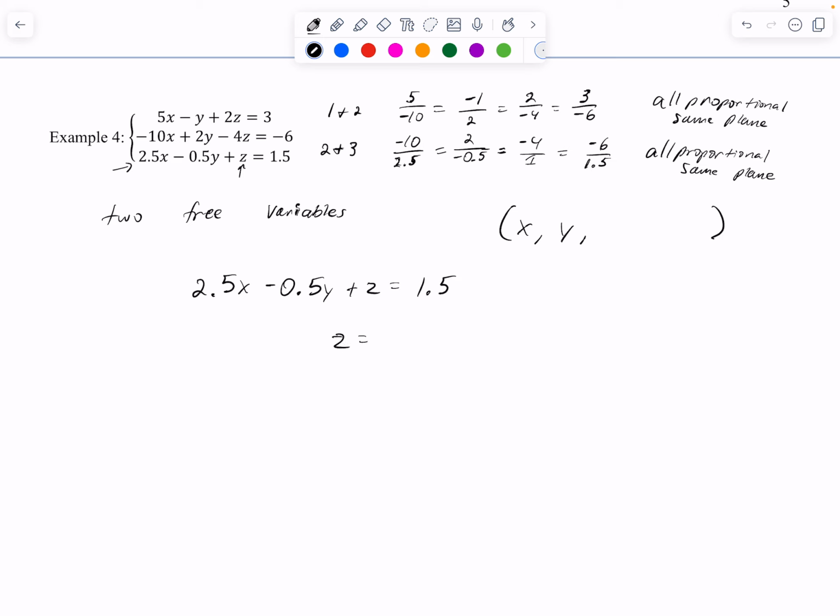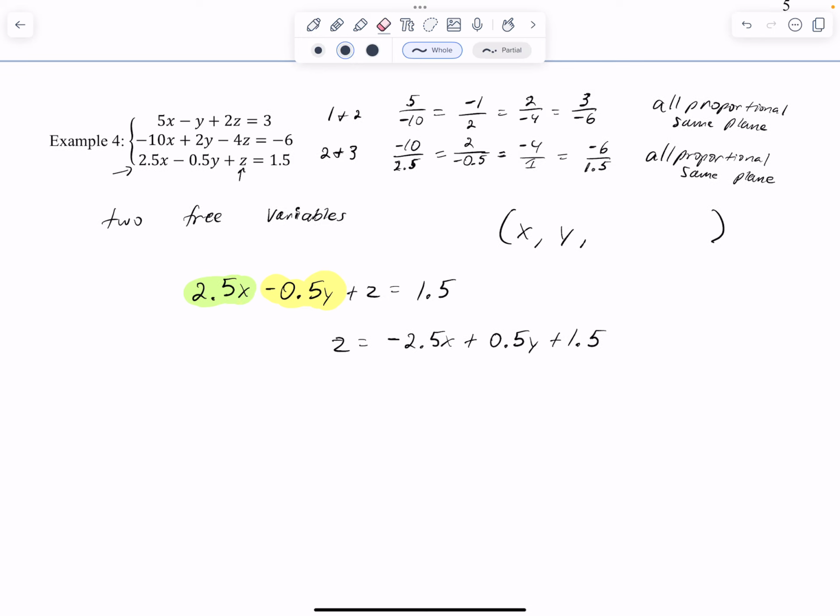Again, I'm going to be moving both of these things to the other side. When I do that, they become the opposite sign. So it's going to become negative 2.5x plus 0.5y, and then plus the 1.5. That's all going to be my z in my answer here. Let me leave myself some space. So negative 2.5x plus 0.5y plus 1.5. That rounds out the answer for this system.